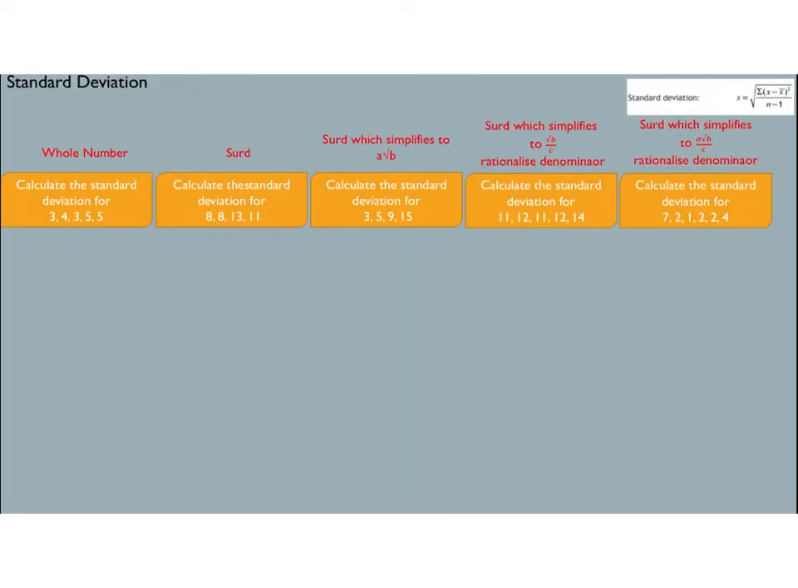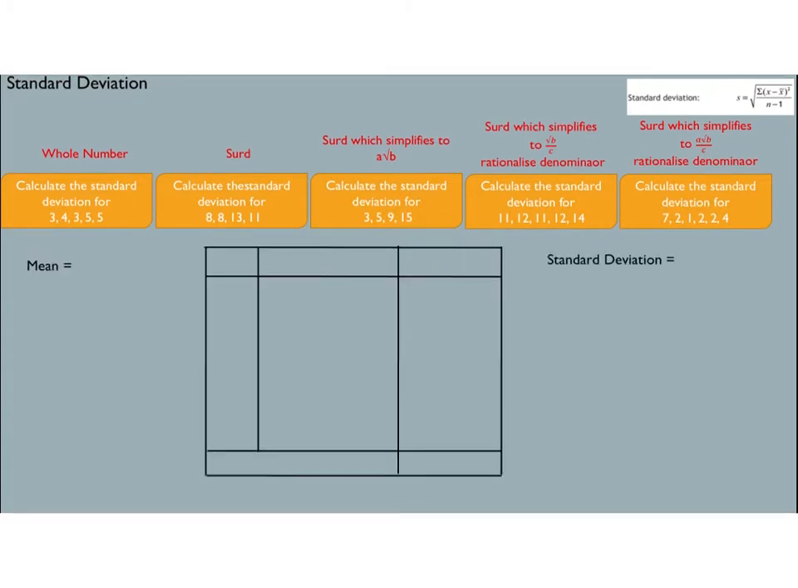Okay, on the screen there's 5 questions for you to try. I will go over each of them. So for these, they're quite small numbers to try and help you just to get a grasp of how to do these without a calculator. I find it useful to, first of all, calculate the mean, and then to write out a table like this, and then to do my standard deviation. So if you want to have a go, pause the video now and try those 5 questions.